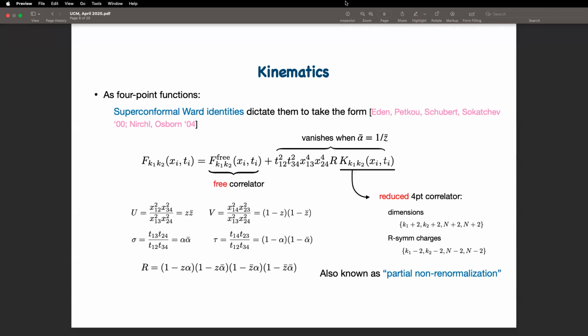And the final thing about this 4-point function is that this reduced correlator has the same crossing symmetry as the original 4-point function itself, but the difference is that the quantum numbers are shifted. The conformal dimension of this reduced 4-point function is shifted upwards by 2, and R-symmetry charges are shifted downwards by 2. We will see later that this is actually a quite important point. Okay, so this is the kinematics of these 4-point functions from the 4-point function perspective.